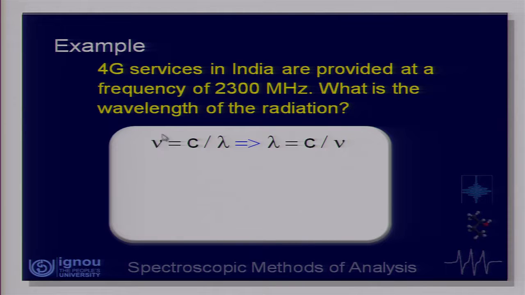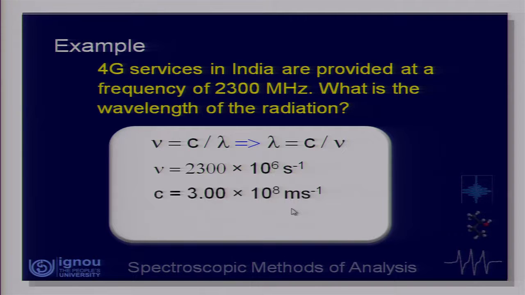It is just an application of the formulas we just learnt. We find that frequency nu is equal to c by lambda. This implies that lambda is c by nu. The frequency is given to be 2300 into 10 to the power 6 hertz, because this is megahertz, mega is 10 to the power 6, and hertz is second inverse. The velocity of light we know fairly well is 3 into 10 to the power 8 meter per second. Just substitute the numbers and what you get is lambda equal to 0.1304 meter. That means for the 4G services, the wavelength of the radiation is of the order of about 13 centimeters. That is just a simple application of the formulas we just learnt.